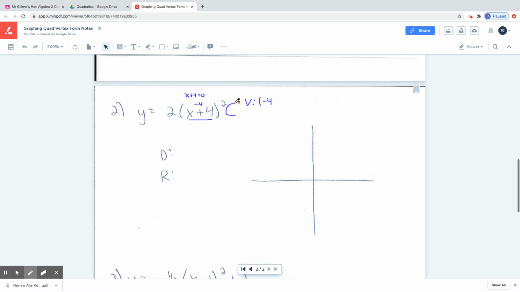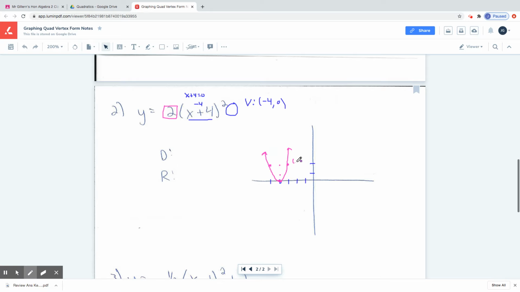Now, notice there's nothing here, so my y coordinate is 0. So (negative 4, 0) is going to be my vertex, right there. All right, now to figure out my other 2 points, what's my A? My A is 2. So I'm going to go up 2 to the right 1, to the left 1. And graph those points, and there is my parabola.